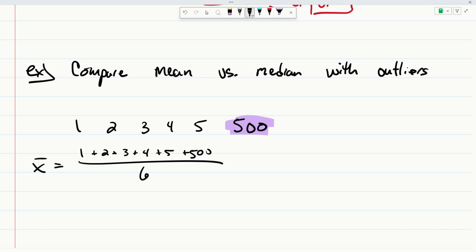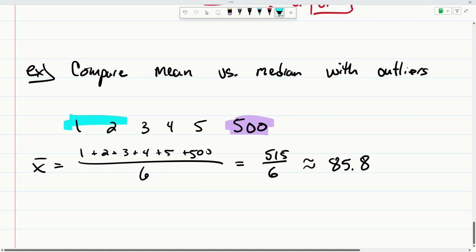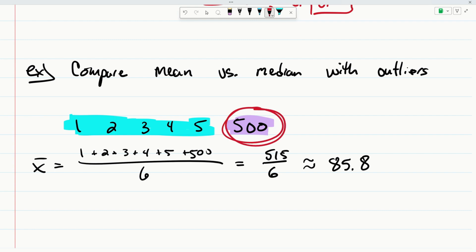1 plus 2 plus 3 plus 4 plus 5 plus 500 gives me 515 divided by 6, which is approximately 85.8. Now ask yourself, is that a very good representation of the data collected? Does 85.8 make any sense when the majority of our numbers here are 1, 2, 3, 4, and 5, and then you got 500 all the way to the right? All right? So I'm going to let you answer that yourself.